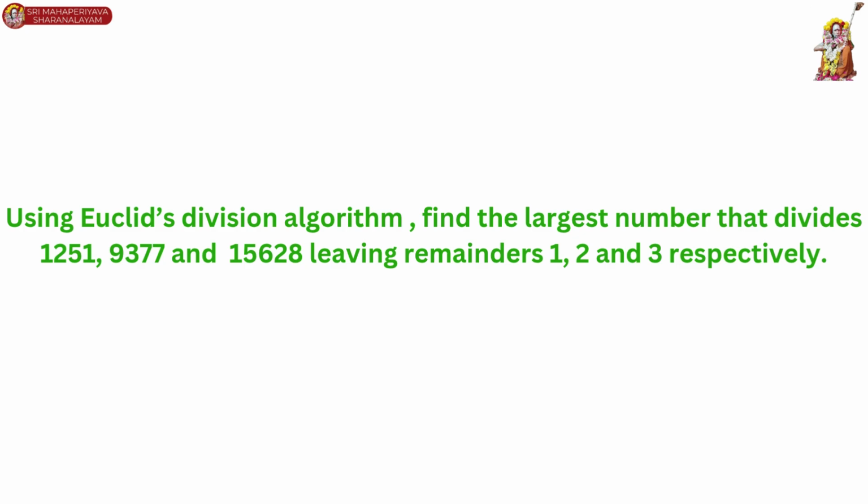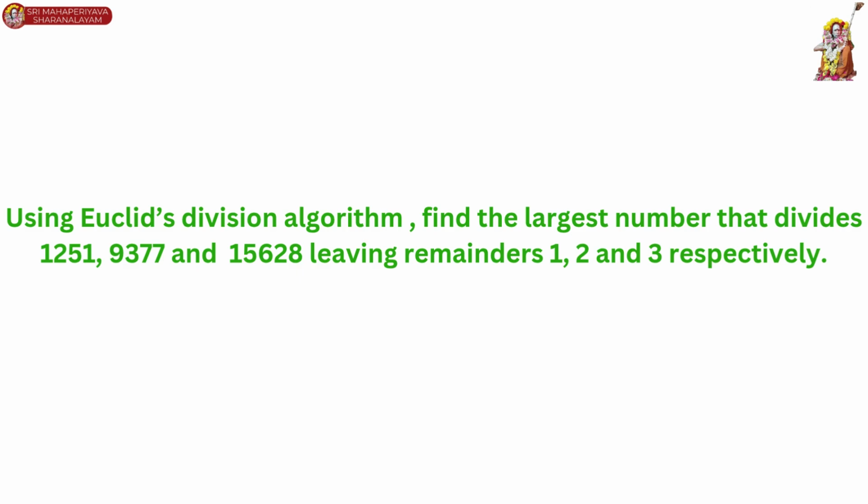Now the next question. Using Euclid's division algorithm, find the largest number that divides 1251, 9377 and 15628, leaving remainders 1, 2 and 3 respectively. Pause the video and try to do on your own.